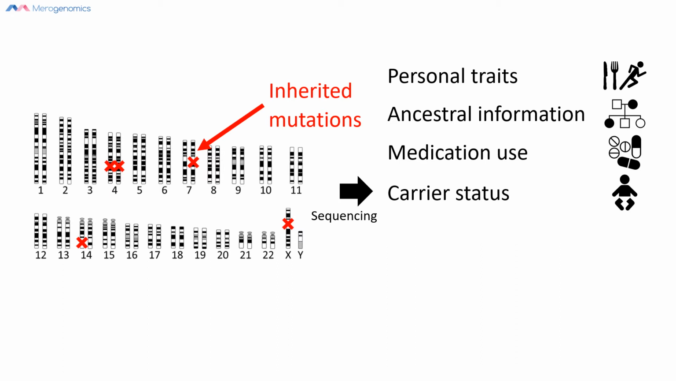Another type of information is what is referred to as carrier status. These are mutations that you might have that will not impact you, but if you and your partner combine the same mutations, then you run the risk of developing a disease in your baby. So this type of information is very valuable for reproductive planning. And finally, you can also learn how these genetic mutations might predispose you to different genetic conditions or diseases, and that also includes cancer.